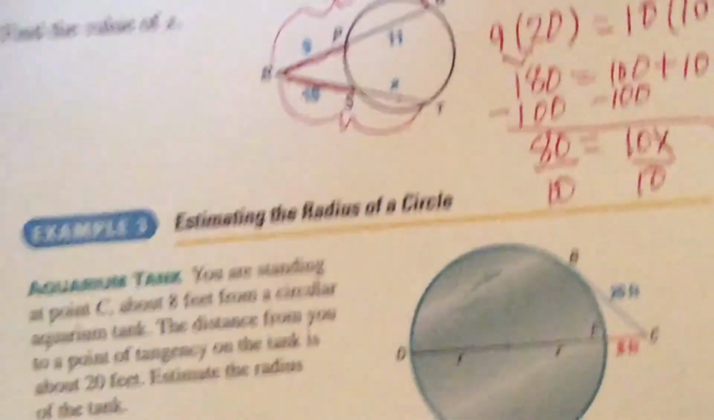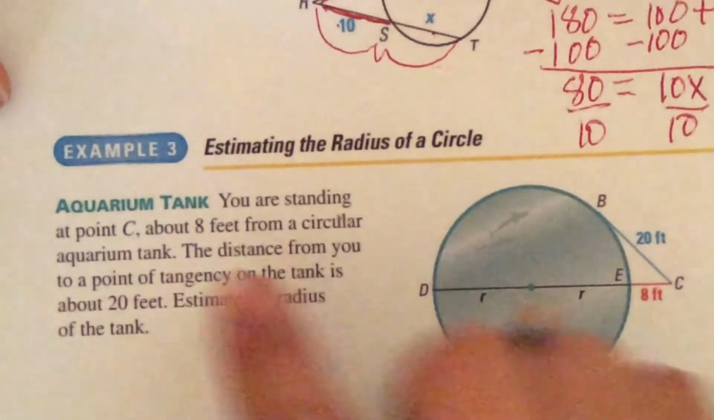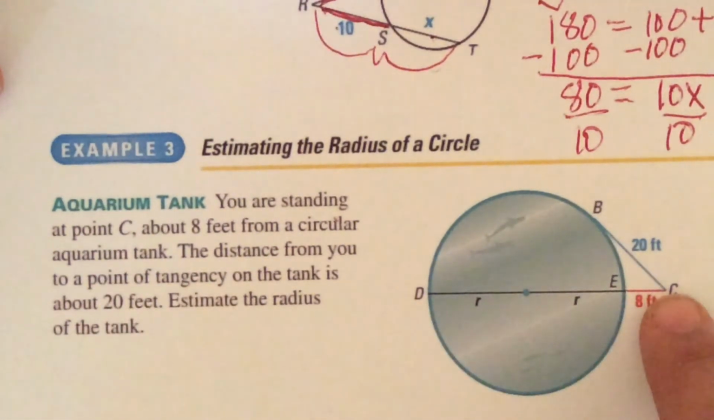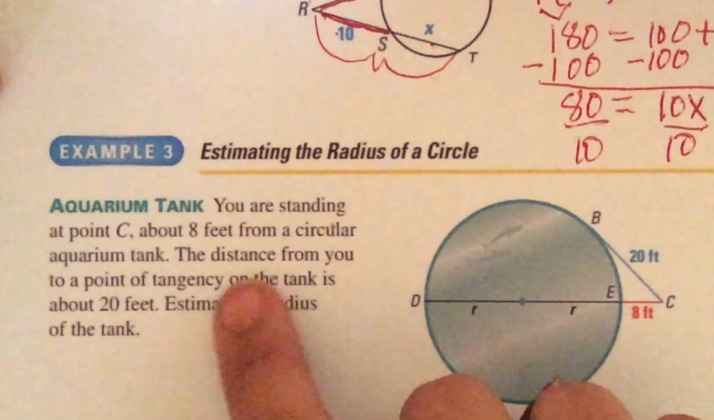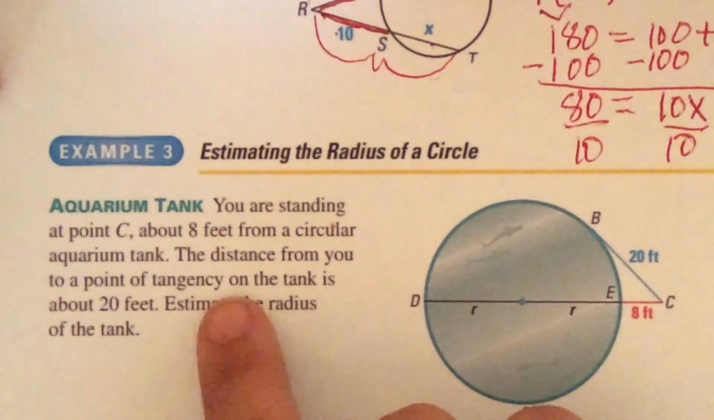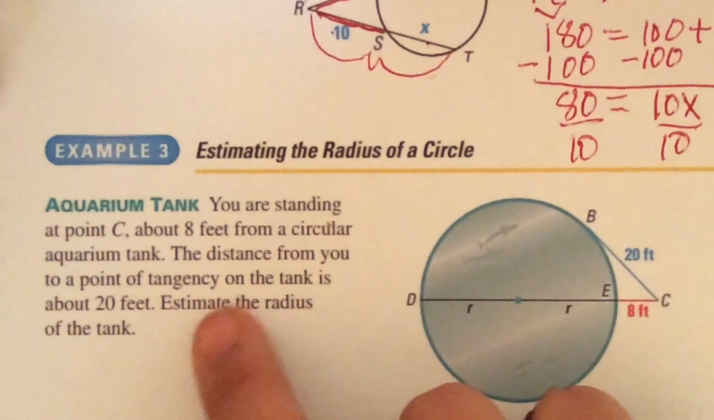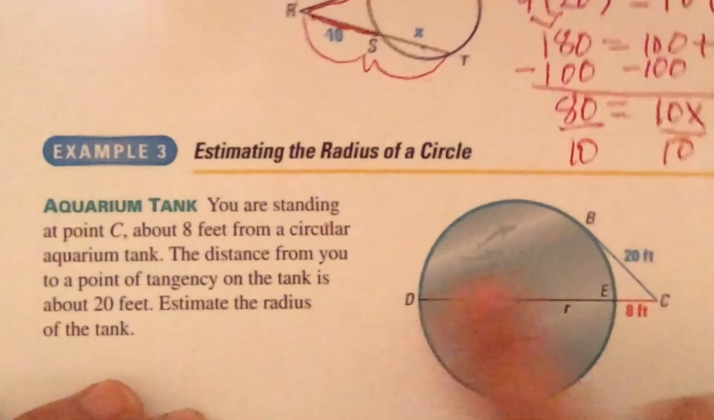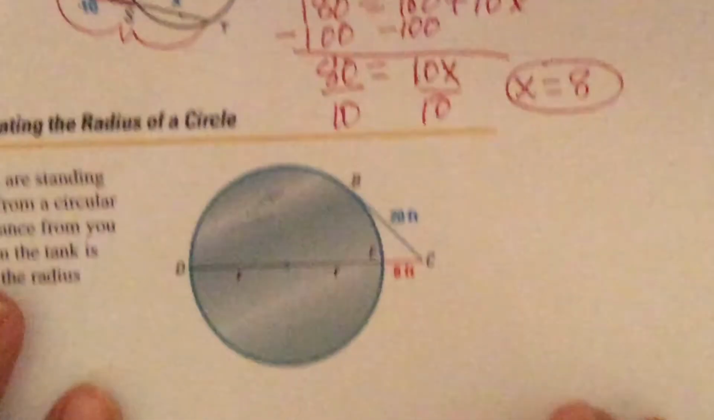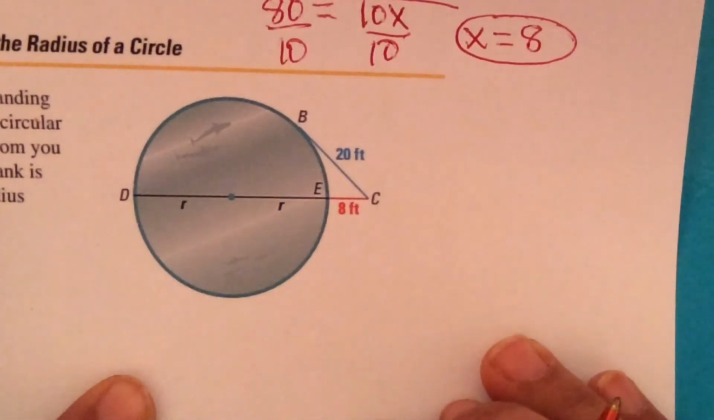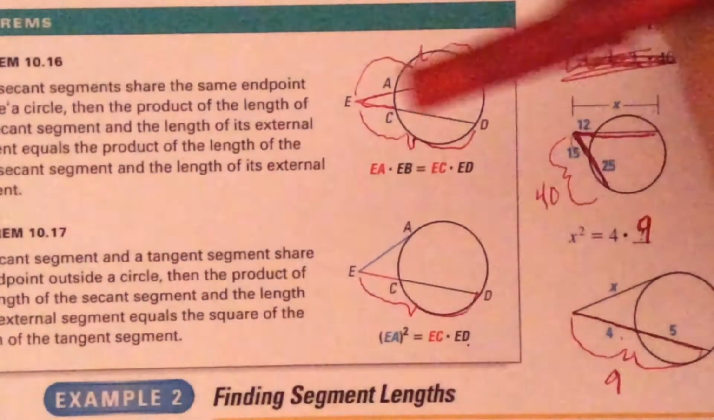Now what if you are standing on point C about 8 feet from a circular aquarium tank. So you're right here. That's you. And the distance from you to a point of tangency on the tank is about 20 feet. So this is 20 feet. And then we want to estimate the radius of this big tank. Okay, so first of all, we got to create the equation. So it's using the second theorem for today.